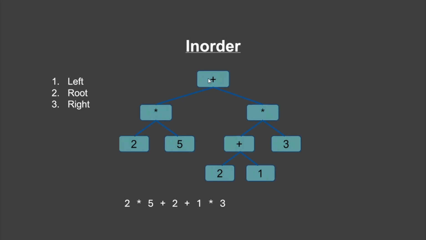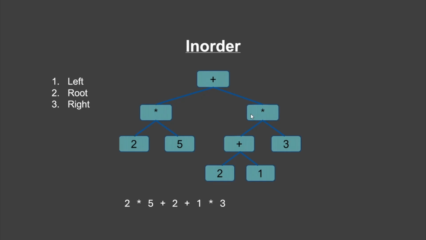So we start from the root and go all the way down on the left side until there is no left child anymore. So then we can print our first node, which is 2. Then we visit the root, which is the asterisk, and print it. And then we visit the right node, which is 5. Now we visited the whole left subtree. So we can visit our root node, which is plus, and go to the right subtree.